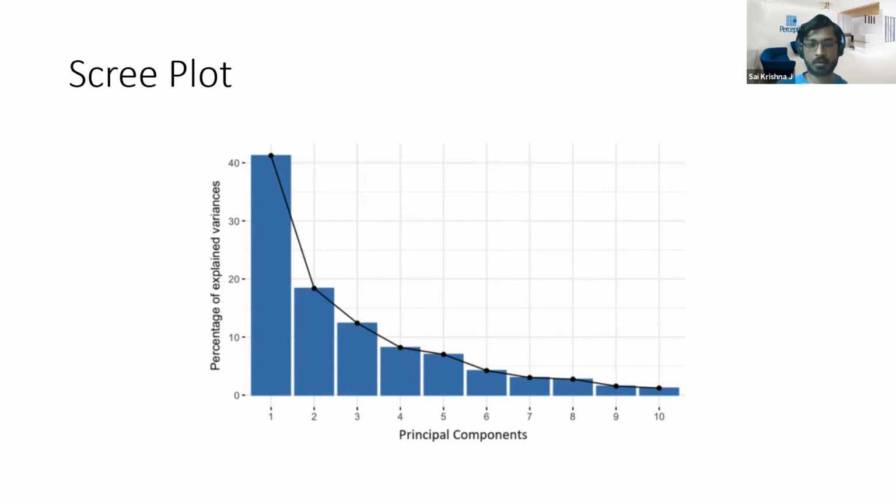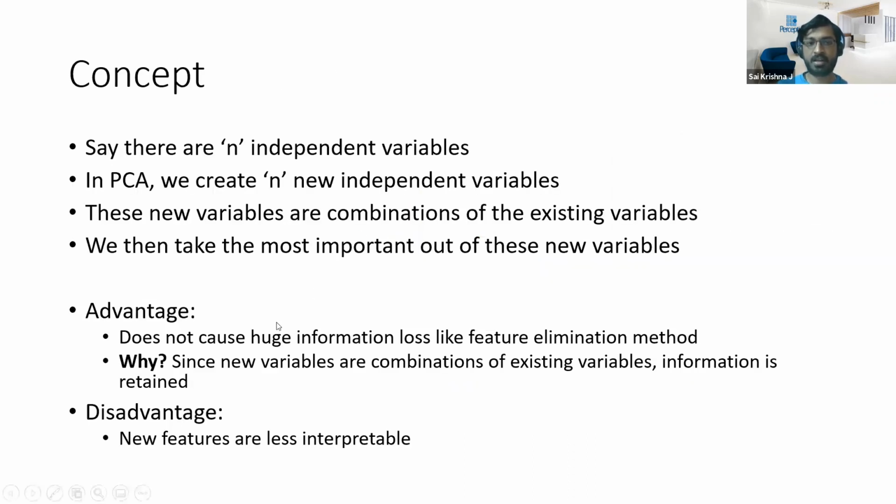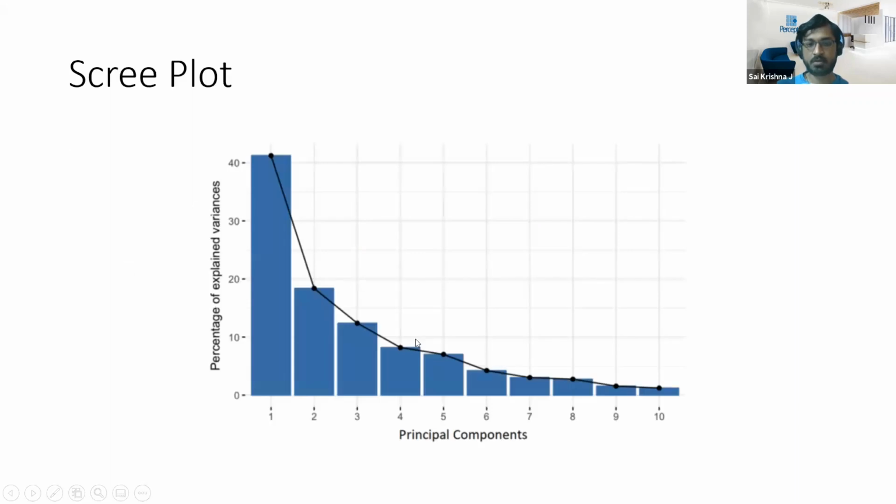Okay, so a few slides back we talked about creating n new independent variables, right? So let's say there are 10 independent variables originally in your data. Out of them we create 10 new independent variables, which are nothing but combinations of the existing variables, right? So those 10 new independent variables are what you plot on the x-axis. Okay, so that is what we call principal components. And for each variable, you calculate something called the percentage of explained variance. So variable 1 explains 40% of the variance. So by variance, what do you mean? It is the variance in the target variable or the dependent variable.